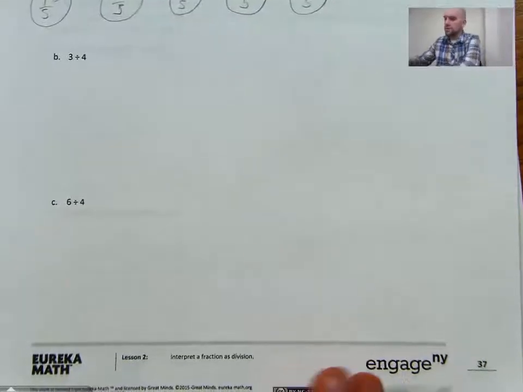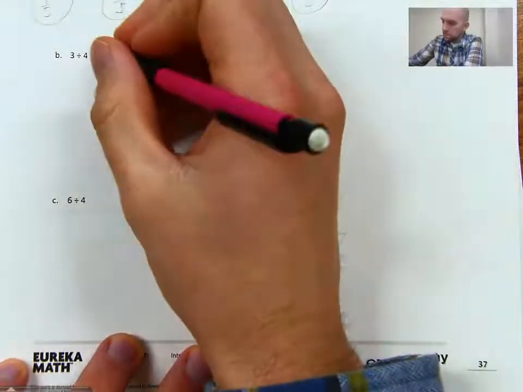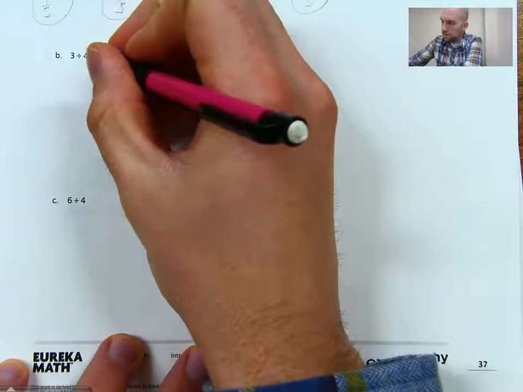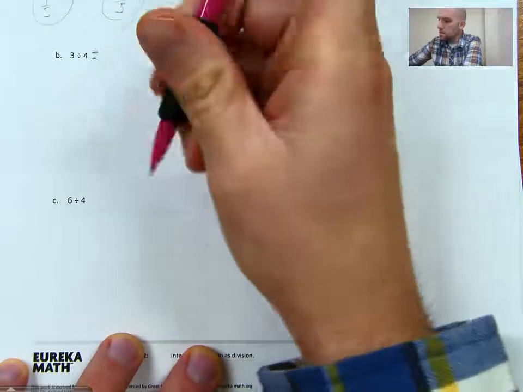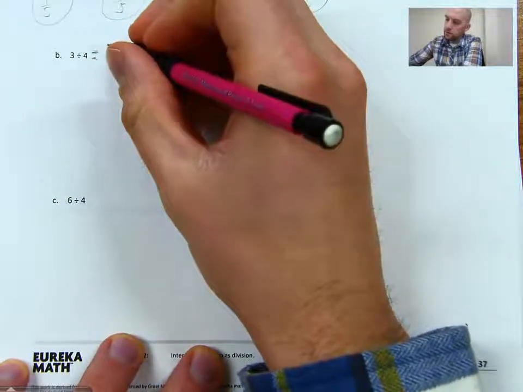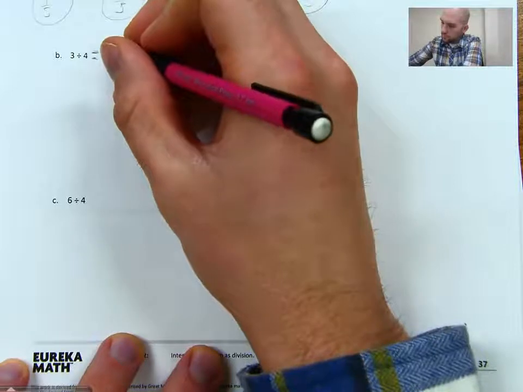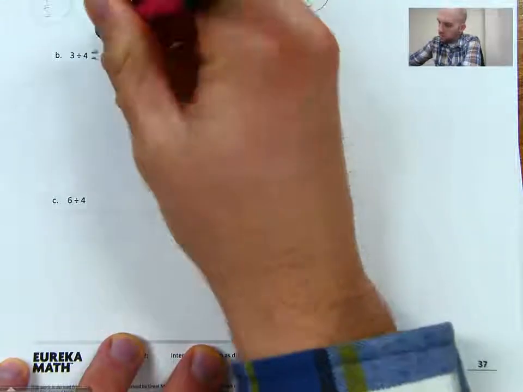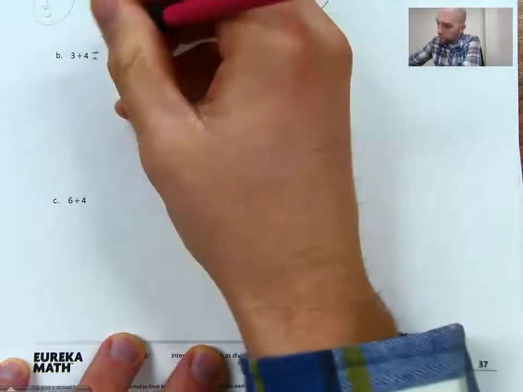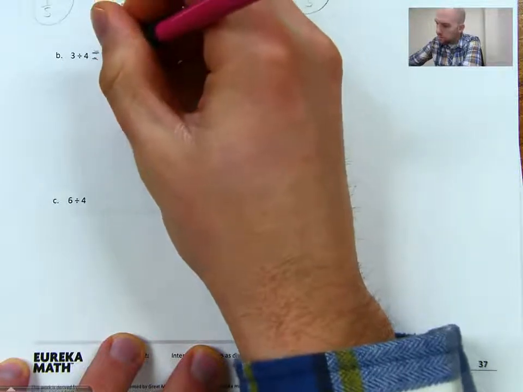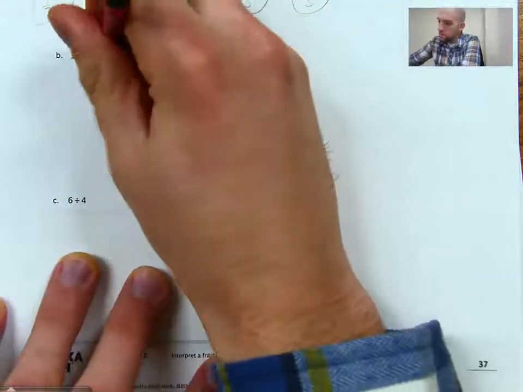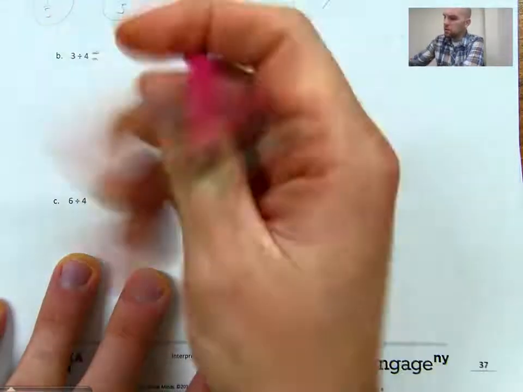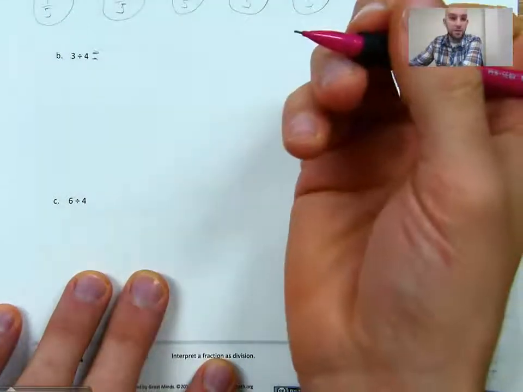But what if we're not splitting one whole? What if we're splitting 3? So we have 3 divided by 4. So 3 divided by 4. 3 is really 12/4. I guess let's draw the picture first so we can see why 3 is 12/4.